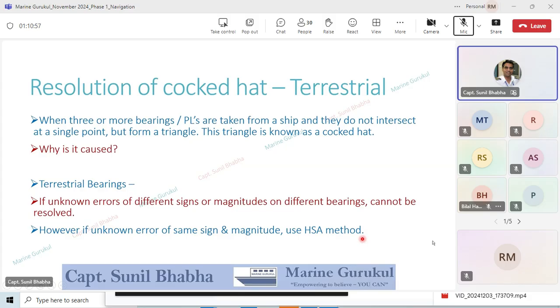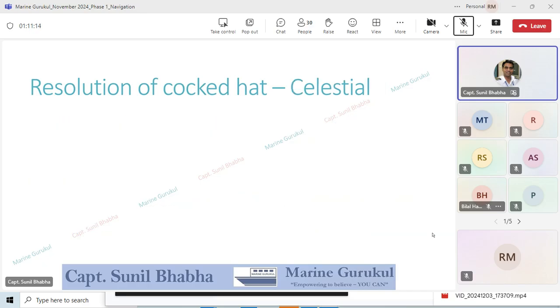So the position of the ship is fixed and the compass error is obtained using the horizontal angle method. Horizontal angle method is covered in chart work. This was how terrestrial cocked hat is resolved. Let's now move on to the resolution of a celestial cocked hat.